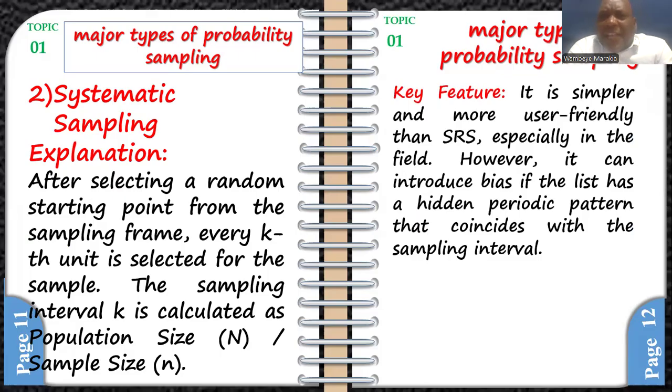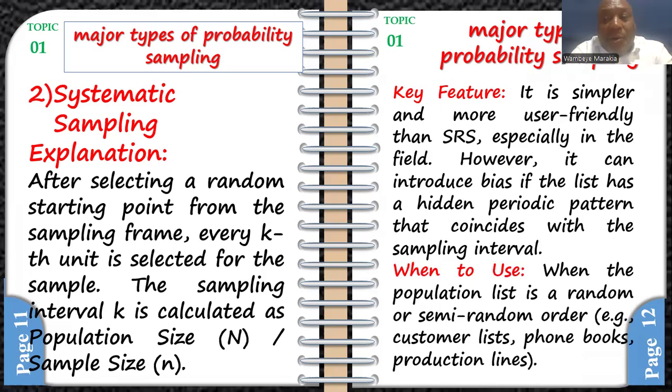Now, the key feature of systematic sampling is that it is simpler and more user-friendly than simple random sampling, especially in the field. However, it can introduce bias if the list has a hidden periodical pattern that coincides with the sampling interval. When do we use this one? When the population list is in random or semi-random order. For example, we have the customer list, we have the phone books, or we have the production line.